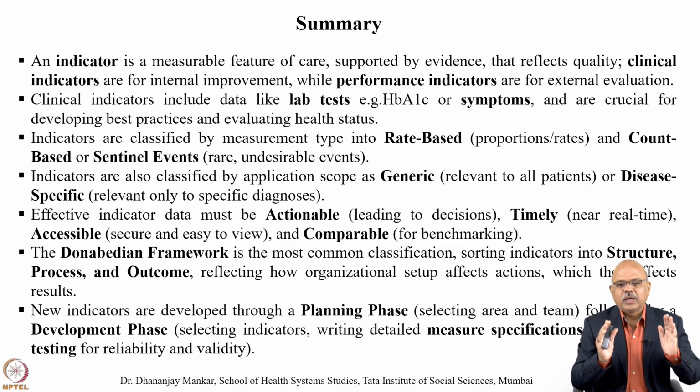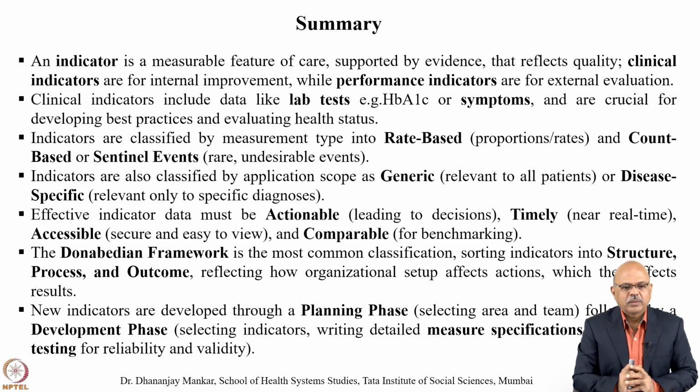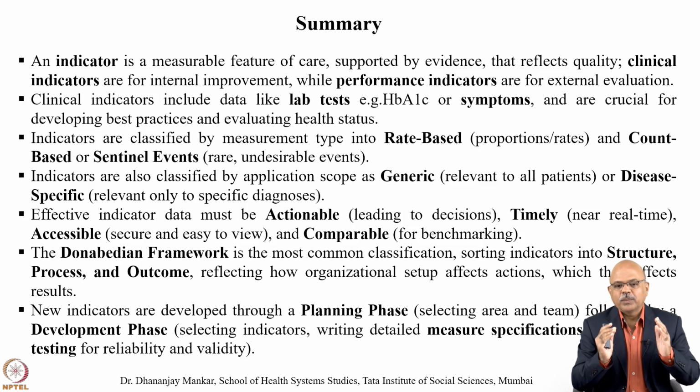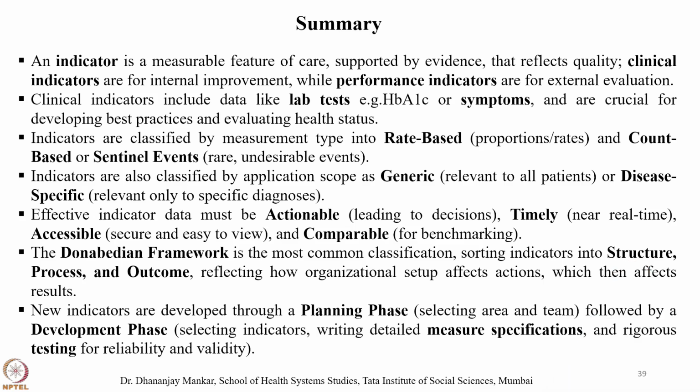Indicators are classified in different ways: rate-based and count-based, where most of the time the organization is not expecting the count-based indicator, where undesirable events are the ones troubling the organization. Indicators are also classified by the action, generic or disease specific. Effective indicators must be actionable, timely, accessible and comparable. These are important virtues that indicators need to focus on. Without that, you may not get any help even if you are taking all the measures and data of this indicator.